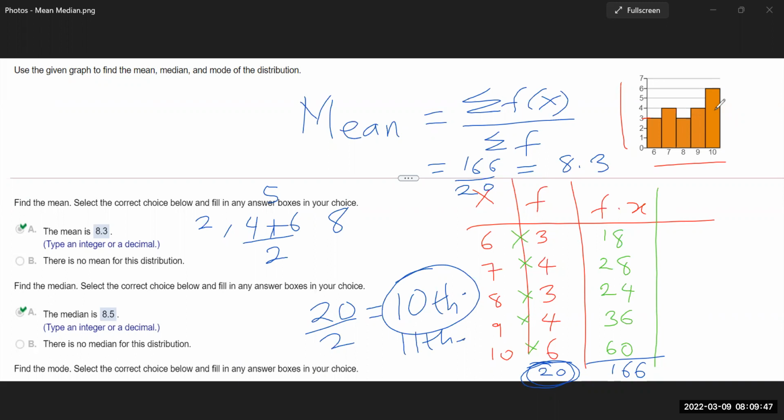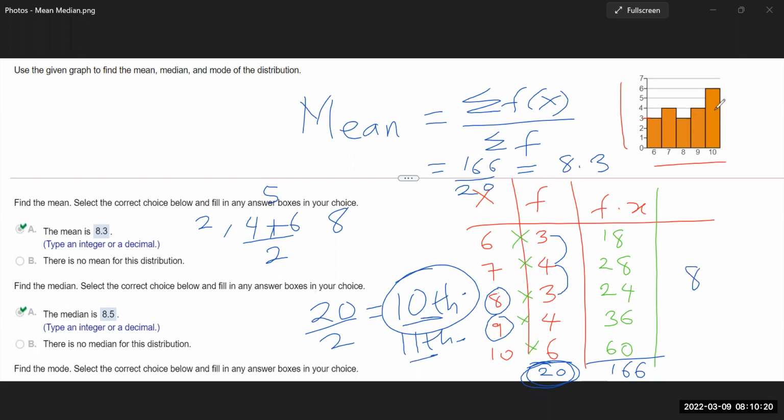So what we're going to do is we're going to start adding the frequencies together. So 3 plus 4 gives you what? 7. 7 plus 3 gives you 10. Okay. So that's the 10th number. So the median is between 8 and 9. Is that okay? Because we have said that it's between the 10th number and the 11th.